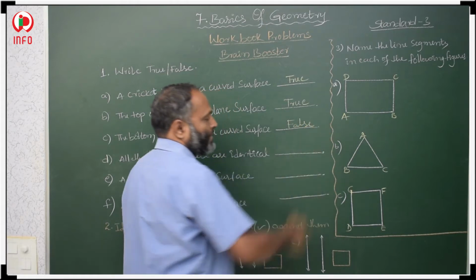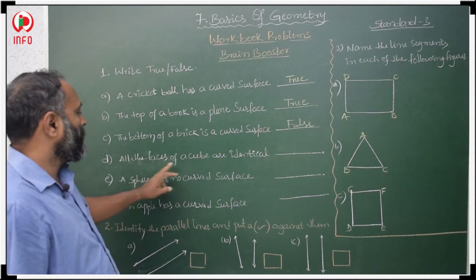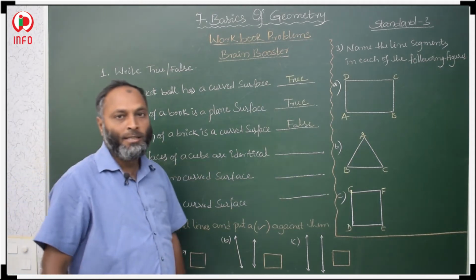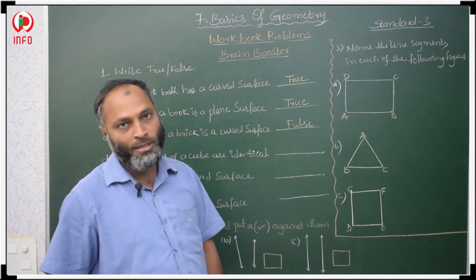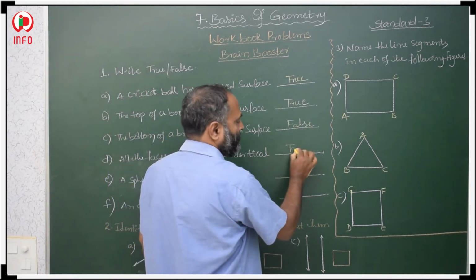It has a plane surface. All the faces of a cube are identical. Yes, all faces of a cube are equal, the same as each other. So they are identical. It is true.